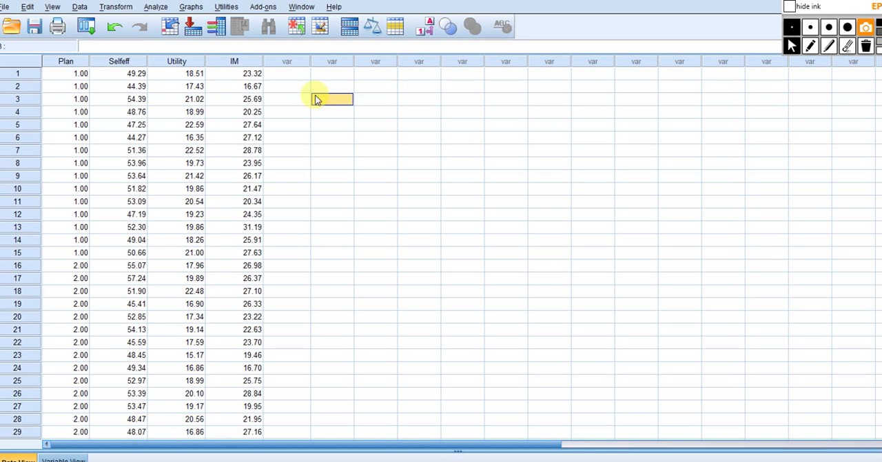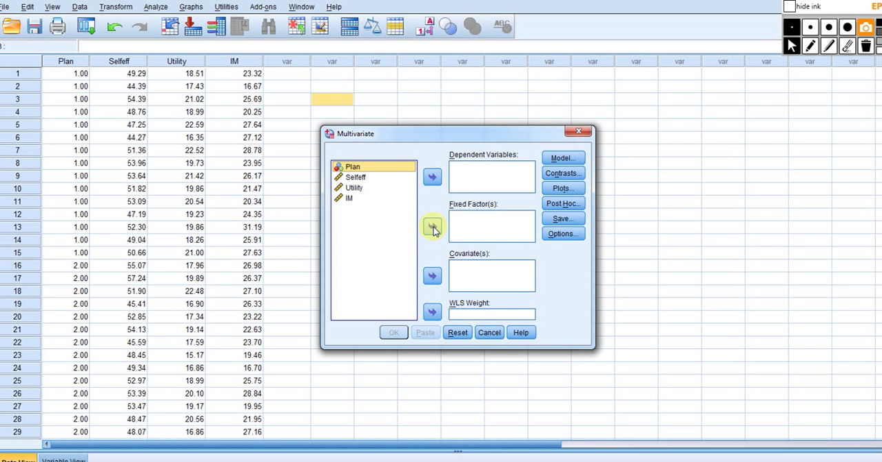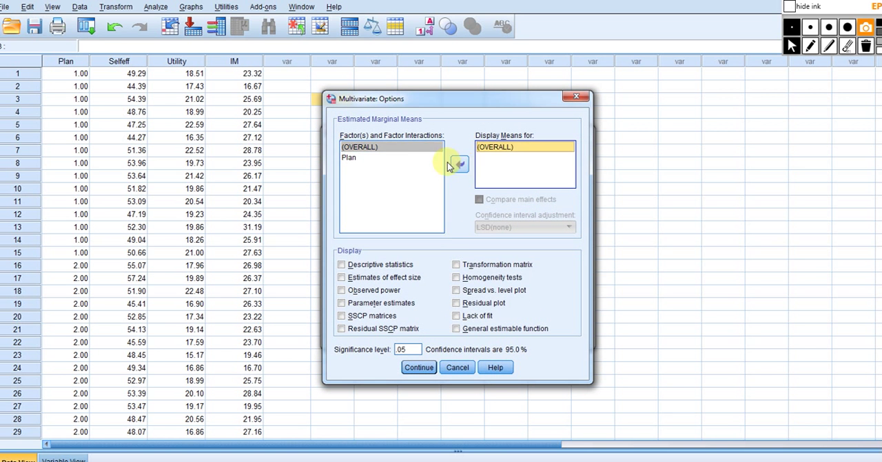So to run the basic one-way MANCOVA, we go to Analyze, General Linear Model, then Multivariate. We put plan as our independent variable into the fixed factors box, and we'll put self-efficacy and utility into the dependent box. Intrinsic motivation is being treated as our covariate in the model, so we'll include this variable here. Under options, generally we ask for displaying means and so forth in various tables after the primary results are presented. We can also ask for descriptives, effect size, power, and homogeneity tests as well.